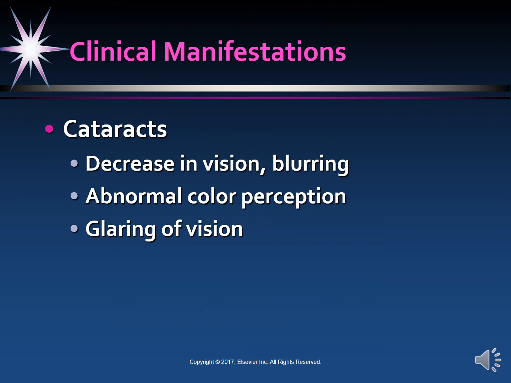So decrease in vision and blurring would be common clinical manifestations of a cataract. Also abnormal color perception. Glaring of vision, which causes a light scatter on the lens, and that can be worse at night. So if your client starts complaining of a really difficult time driving at night. And a client with a severe cataract may actually have the presence of a white pupil. Remember, this is an opacity within the lens, so it can look like a white pupil.